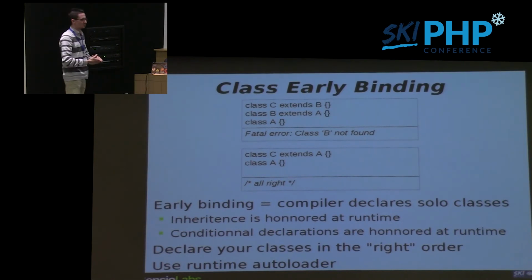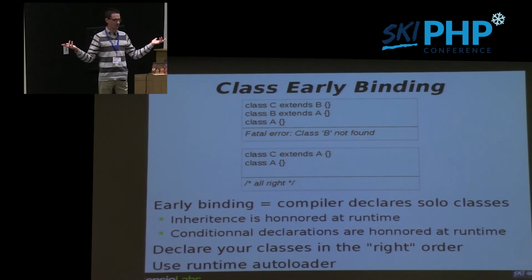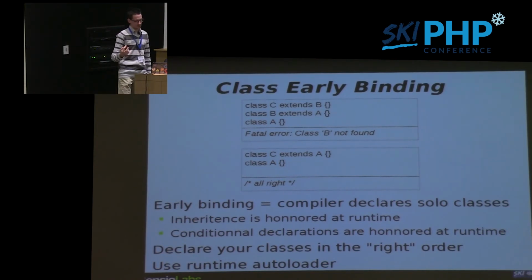And the last one is the early binding, which is even more complicated. There's something strange between those two codes. Class C extends B, class B extends A, class A: fatal error, class B not found. Class C extends A, class A. All right, what happens? Many things happen under the hood. What I can say is use an autoloader.